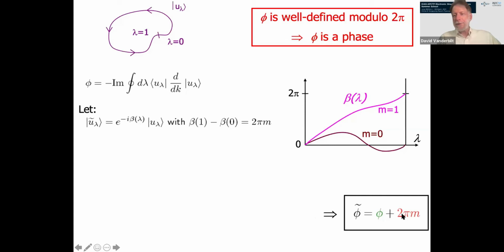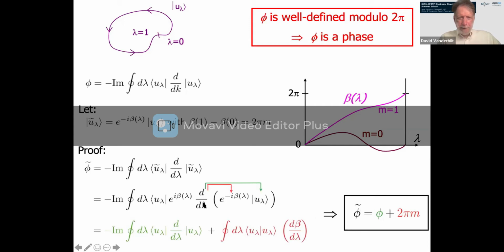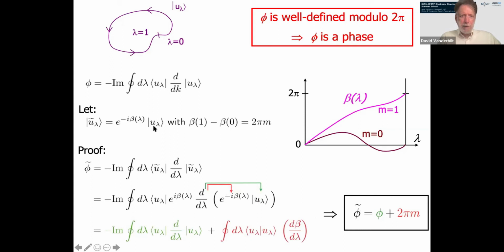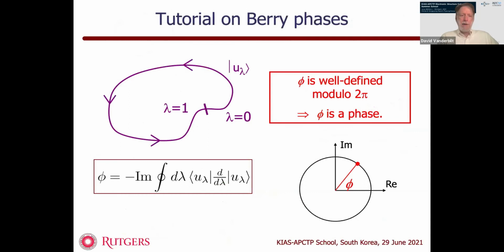And the proof of this, I'll just do very quickly. You see what happens is that the lambda derivative acts in two places. In green, it acts back on the u, which reproduces the Berry phase phi of the original states. And in red, the derivative acts on the phase twist, and it brings down a factor of d beta d lambda, and then this u lambda is just one. So you're basically just integrating d beta d lambda, which gives you 2 pi m. So that's the proof.